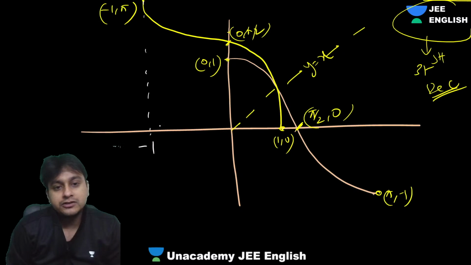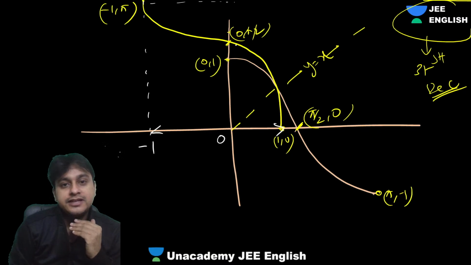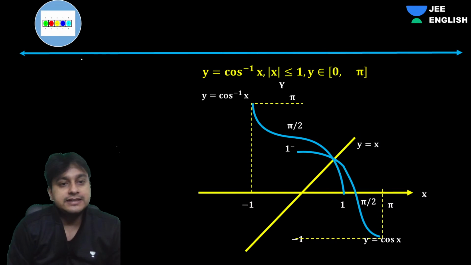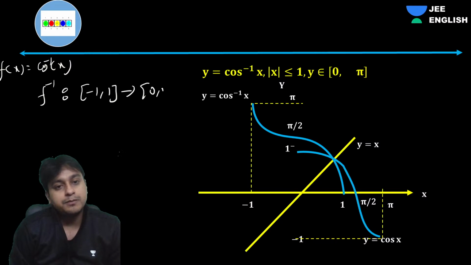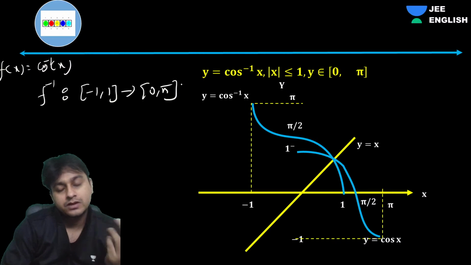Okay, so domain of the function is minus 1 to 1, and range is what? You can see here that the range of the function is coming as 0 to pi, right? This is 0 and this is pi. Okay, so the range is 0 to pi and the domain is minus 1 to 1. Okay, so guys, this cos inverse x graph is f of x equals cos inverse x. So f inverse is going from minus 1 to 1 to 0 to pi. Is it clear, everyone? The domain becomes the range, the range becomes the domain.